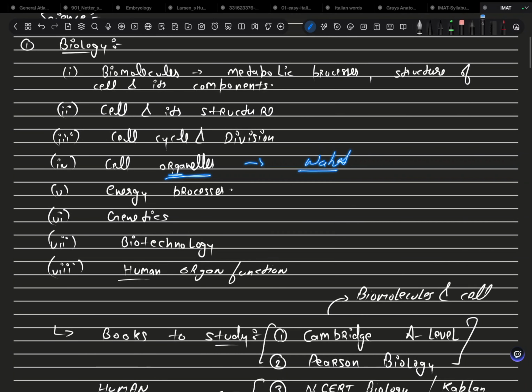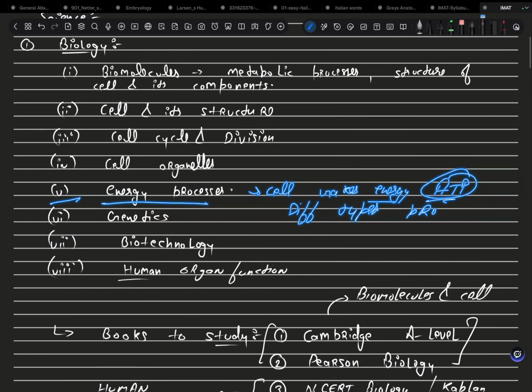After that we will study cell organelles, what organelles are in the cell, their functions and their properties. After that, we will study energy processes: how a cell makes energy inside it, how it makes ATP, and the different types of processes involved.